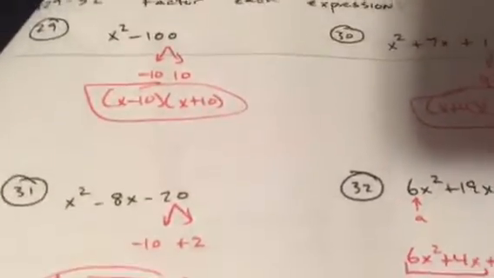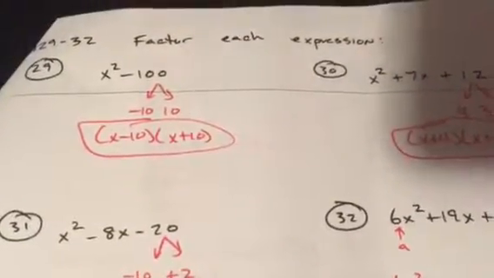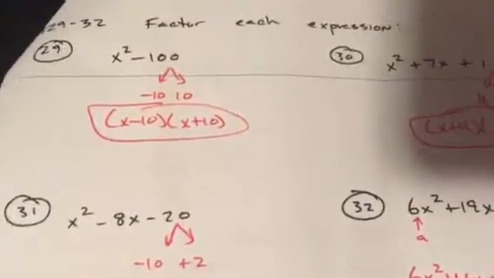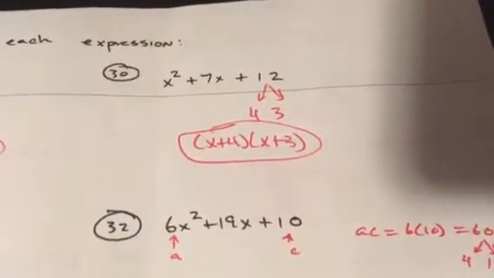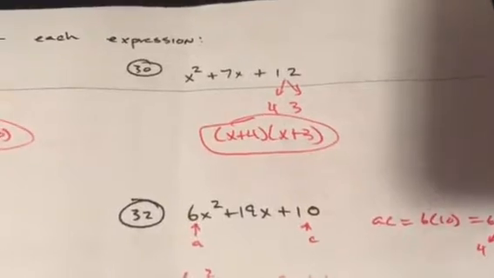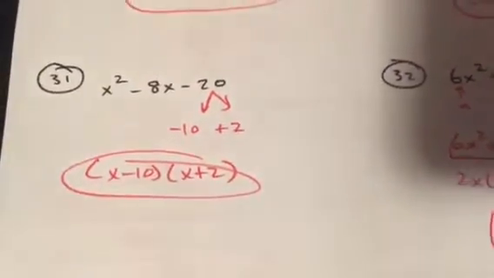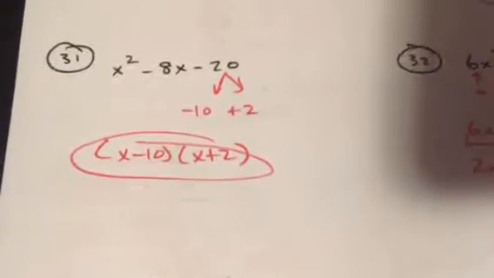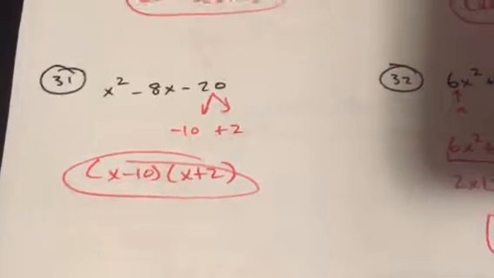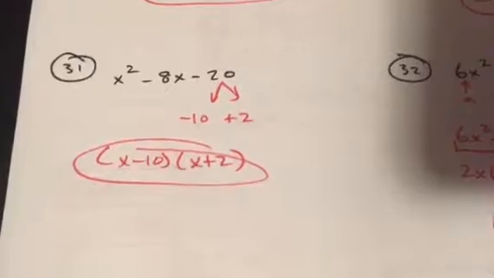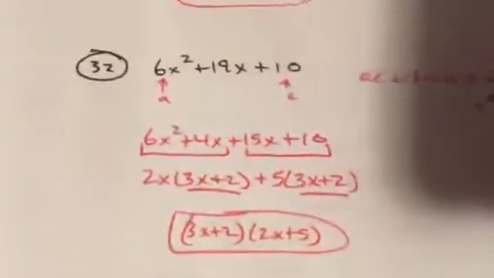What multiplies to 100, and because it's negative, differs by 0? 10 and 10, and one of them's got to be negative. That's why it's x minus 10, x plus 10. What multiplies to 12 adds to 7? 4 and 3, x plus 4, x plus 3. What multiplies to 20, and because it's negative differs by 8? 10 and 2, the middle term's negative, so 10 has got to be negative, x minus 10, x plus 2.